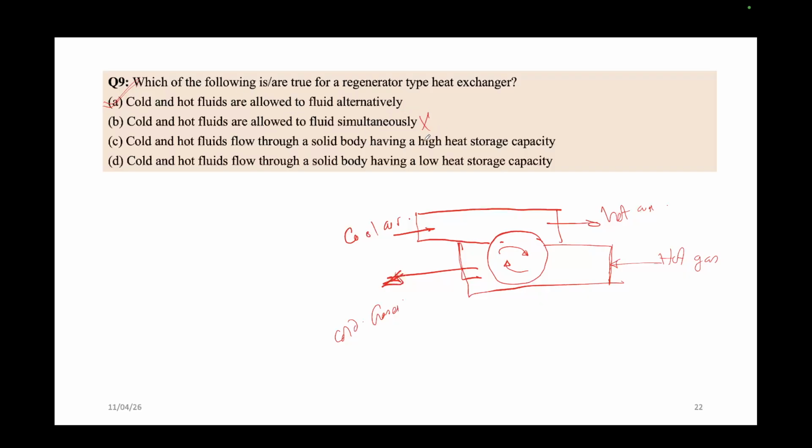Option C. There should be a storage capacity, so option C will be correct: high storage energy. Option D is not correct because it is low storage energy. If it is low storage energy, that means it will transfer the heat. In case of your recuperator type, the thin wall is used because it can easily release the heat. Our objective is to release the heat, not to accumulate heat, in the case of a heat exchanger.